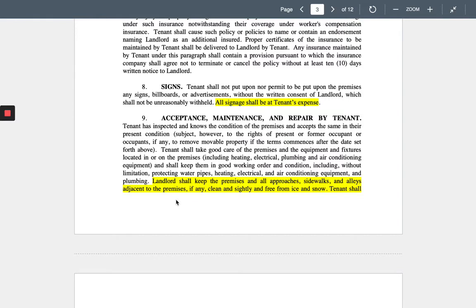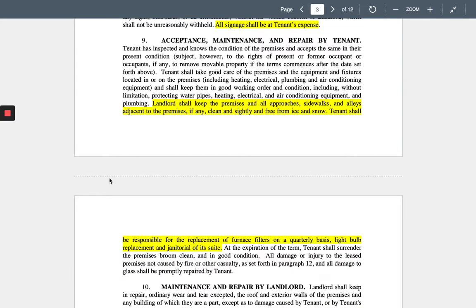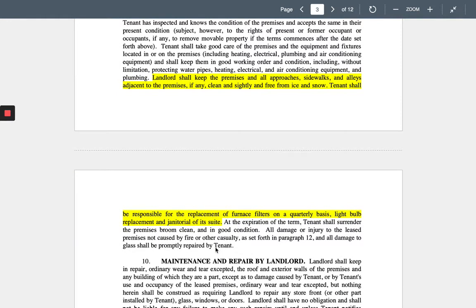Landlord shall keep the premises and all approaches, sidewalks, alleys adjacent to premises, if any, clean. So they're taking care of everything outside. Tenant shall be responsible for replacement of furnace filters on a quarterly basis, light bulb replacement, and janitorial of its suite. So this varies depending on what you're doing.